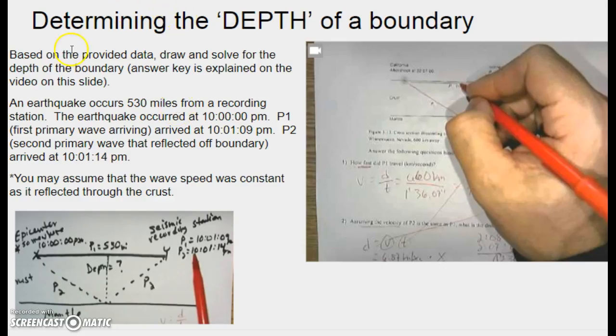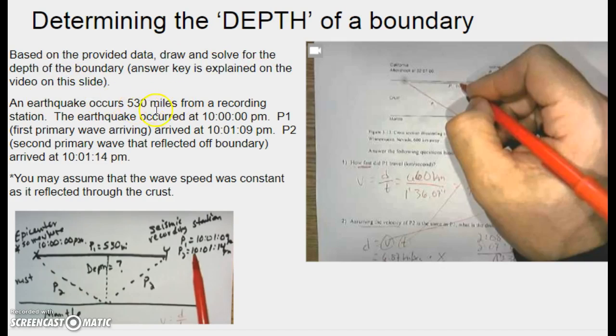And lastly, if you look in your binder, we can actually do the calculations and determine how deep these layers are based on when they reflect back to the surface. So based on the provided data, you're going to draw and solve for the depth of a boundary, and the answer key is explained on this video.